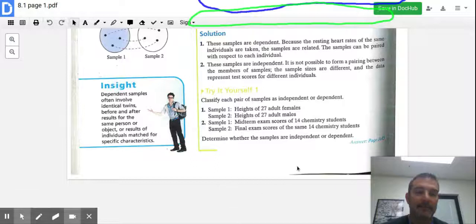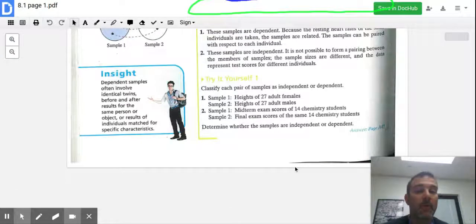Okay, we're back. Let's see what you got for try it yourself 1. So the first scenario, the heights of 27 adult females and the heights of 27 adult males, even though those samples are the same size, those would be independent. Those are not the same people. Scenario 2, you have midterm exam scores of 14 chemistry students, and then the final exam scores of those same students. That would be dependent because they are the same students.